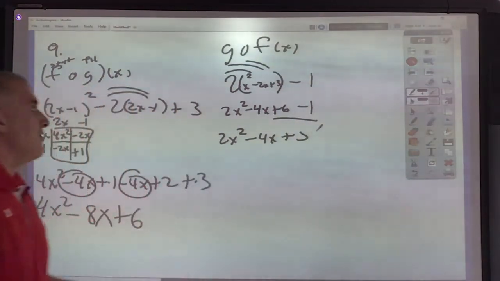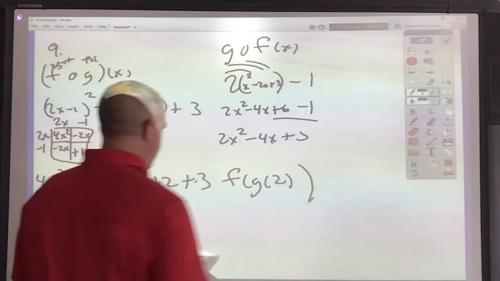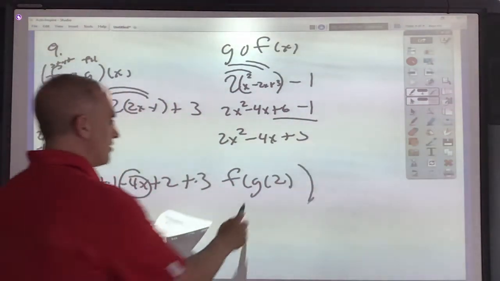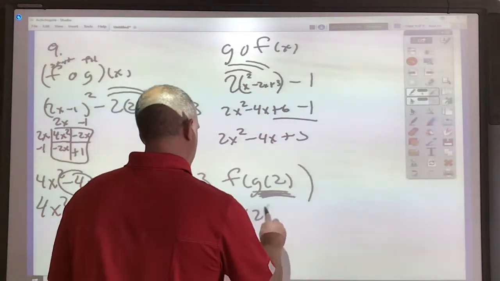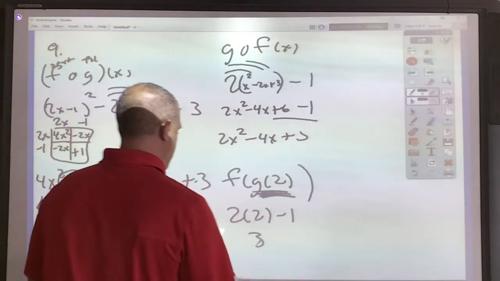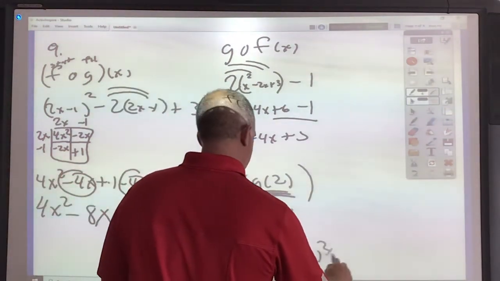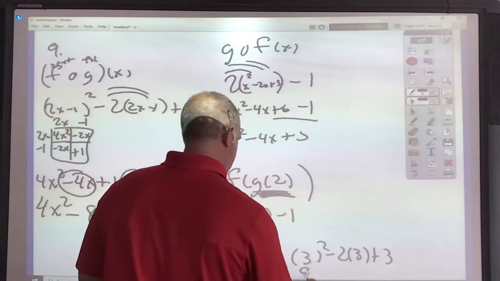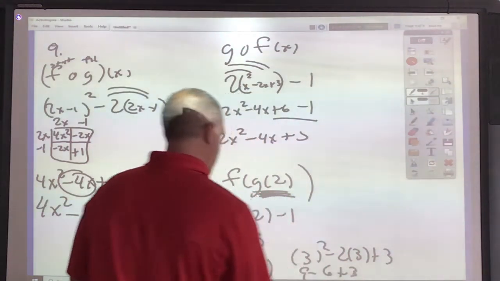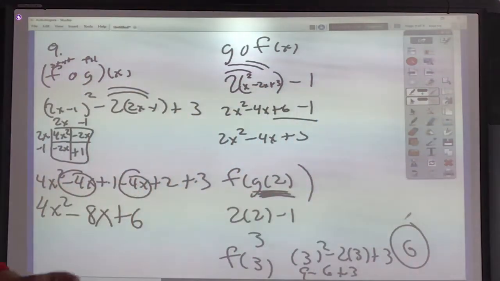Okay? F of g of 2. A couple of ways you can do that. You could do just the g of 2 first. So that's going to be 3. And then do f of 3. Okay? So that's going to be 3 squared minus 2 times 3 plus 3. So that's going to be 9 minus 6 plus 3, which will end up being 6 for an answer. Okay? So those are all those questions.